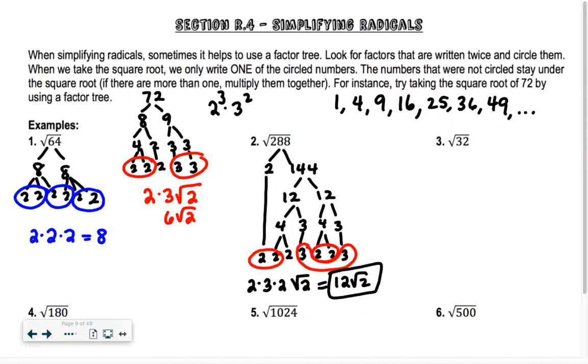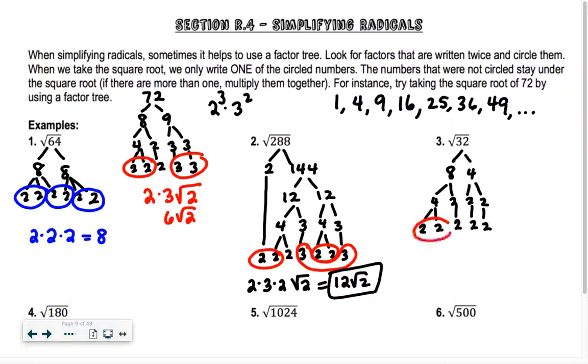Okay, so some of you might be seeing a little shortcut, which we're going to talk about in a second. But let's continue doing the factor tree. So 32 would be like 8 and 4. 8 is 4 and 2. So it works out to be 2 times 2 times 2 times 2 times 2. There's 5 2's.